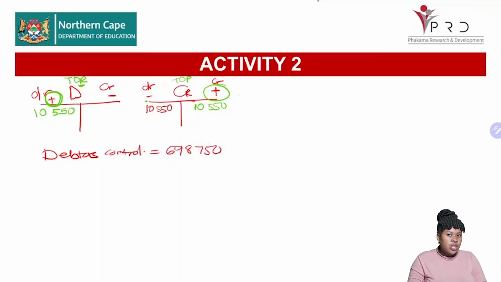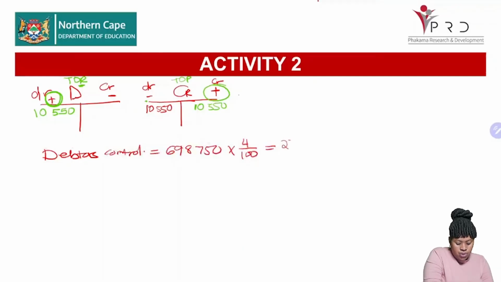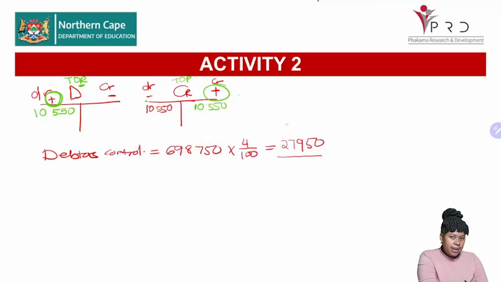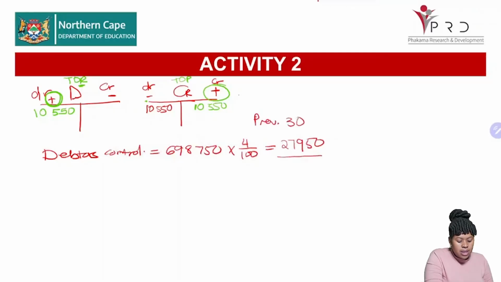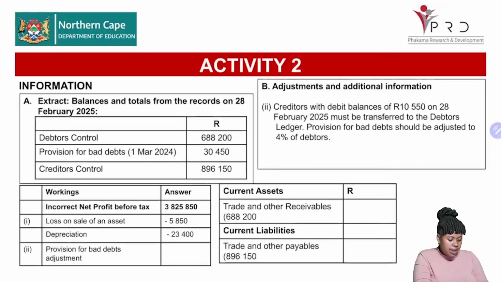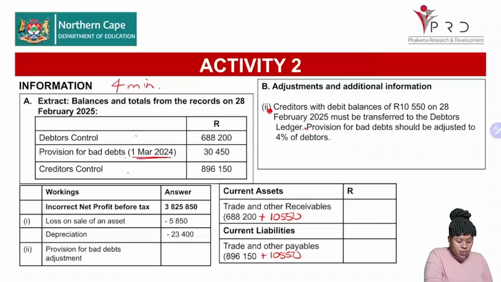So then what do I need to do? I know that my provision for bad debts is going to be 4%, so I multiply with 4%, and it will give me 27,950. This is the new provision for bad debts for this current financial year. But in the previous financial year, our provision for bad debts was 30,450, as you've seen in the information. This is the previous financial year. You can see it's for the previous year.